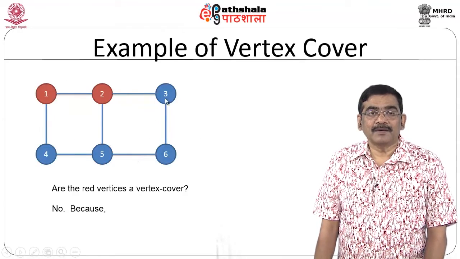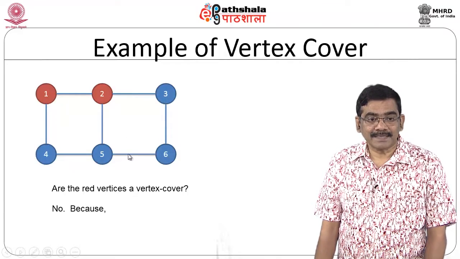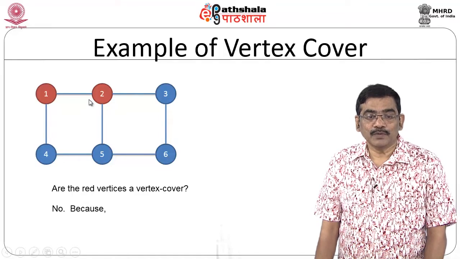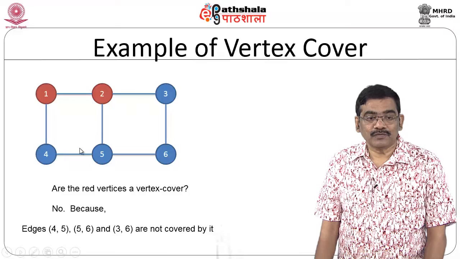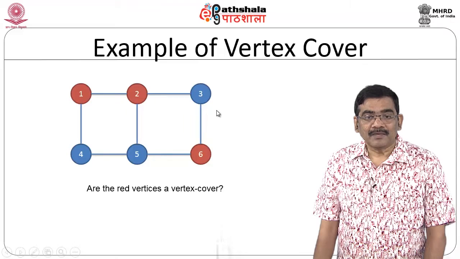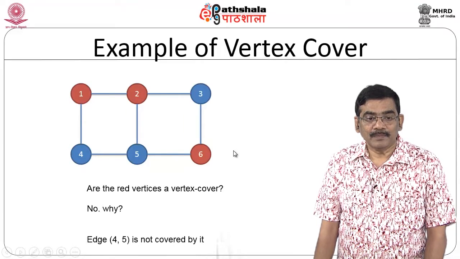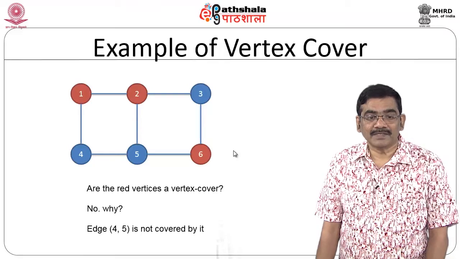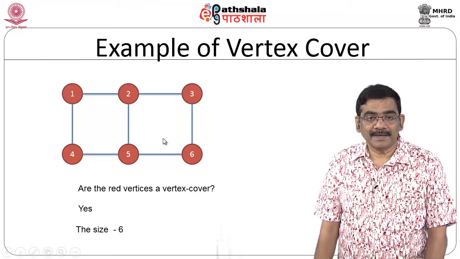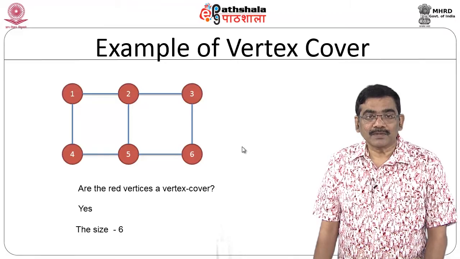So, this is an example of a vertex cover. Is 1 and 2 a vertex cover? No, because the edges 4-5, 5-6 and 3-6 are not covered by it. And what about this? Is it a vertex cover? No, because the edge 4 to 5 is not covered. And what about this? Is it a vertex cover? Yes, it is a vertex cover, but it is of size 6. So, this is also not optimal.